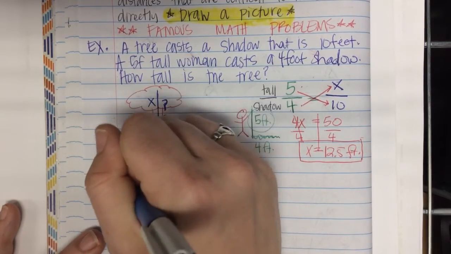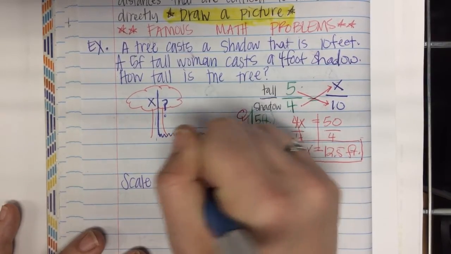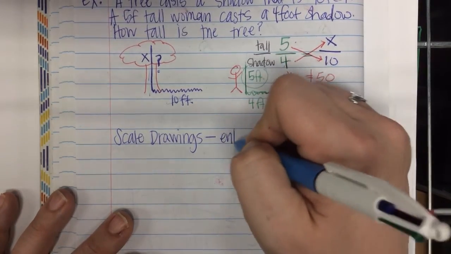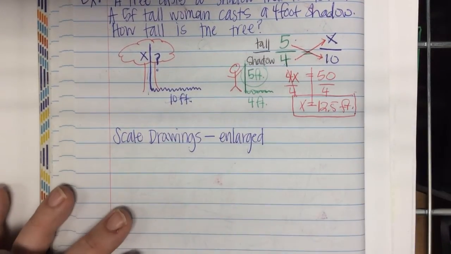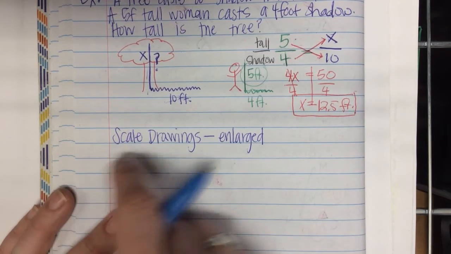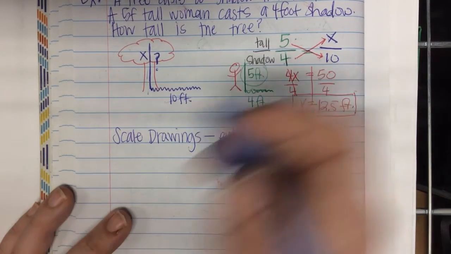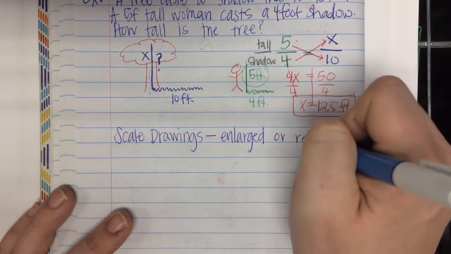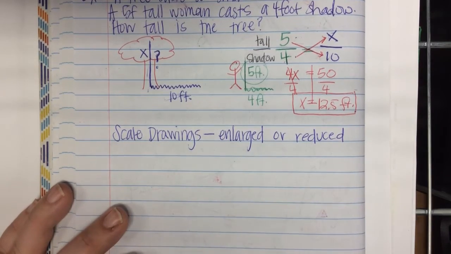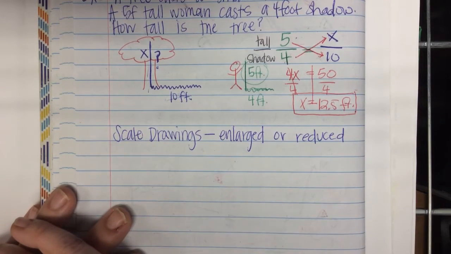So that goes into scale drawings. And scale drawings are enlarged. Like in science class, a picture of a cell is a scale drawing. It's enlarged, right? It's too small for us to see, so we have to make it bigger. Or it can be reduced. Scale drawings that are reduced are really popular in social studies. Maps, right?